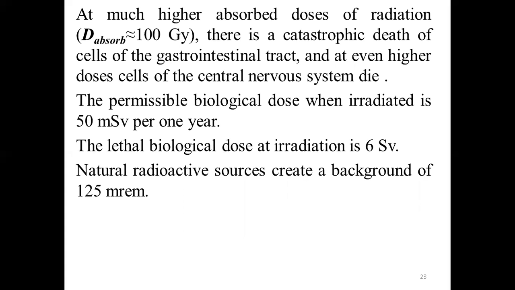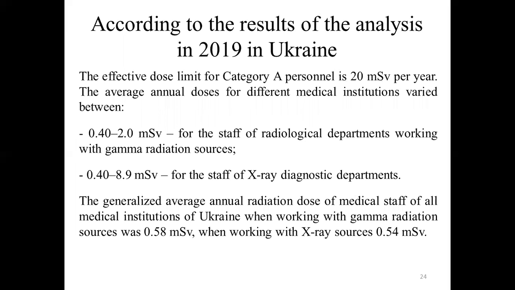Natural radioactive sources create a background of 125 millirem. According to the results of analysis in 2019 in Ukraine, the effective dose limit for category A personnel is 20 millisievert per year. The average annual doses for different medical institutions varied between 0.4 and several millisievert for the staff of radiological departments working with gamma radiation sources, and 0.4 to 8.9 millisievert for the staff of X-ray diagnostic departments.